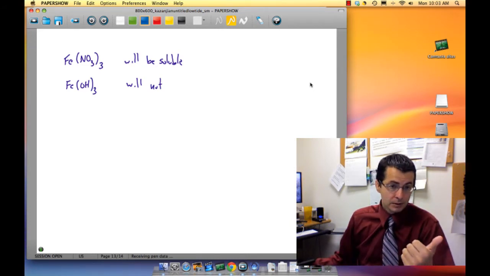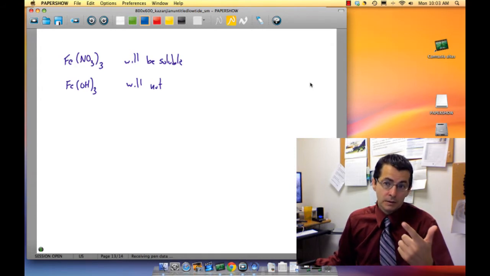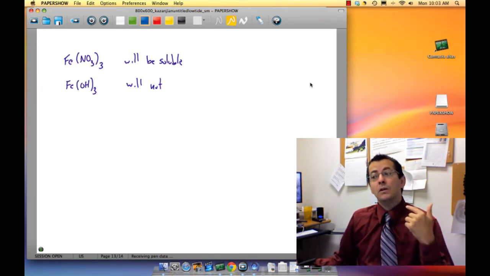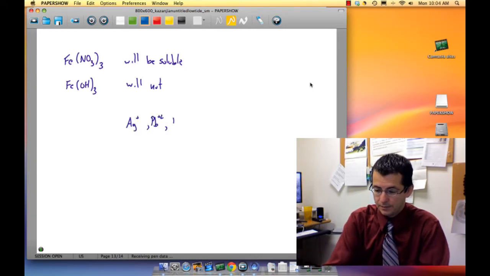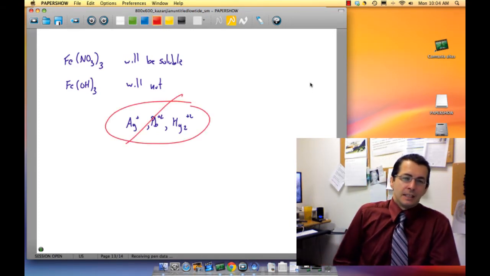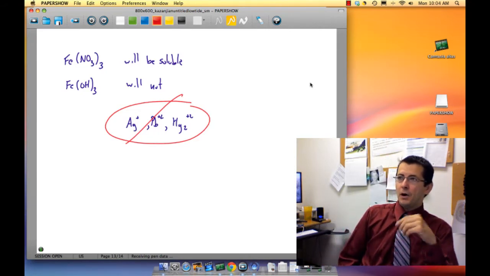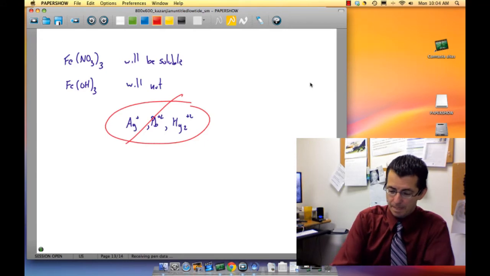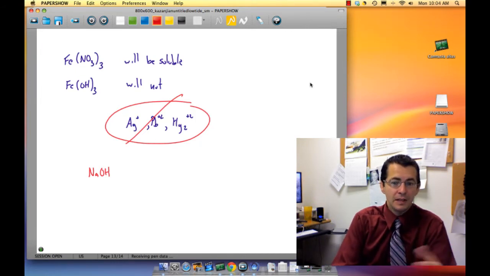All alkaline metal salts are soluble. All nitrates are soluble. All halides are soluble, except silver, lead, and mercury 1. These halides are not soluble. Pretty much everything else is insoluble. Again, there are exceptions, but for the most part, all hydroxides are insoluble, except those that hit one of the other rules.